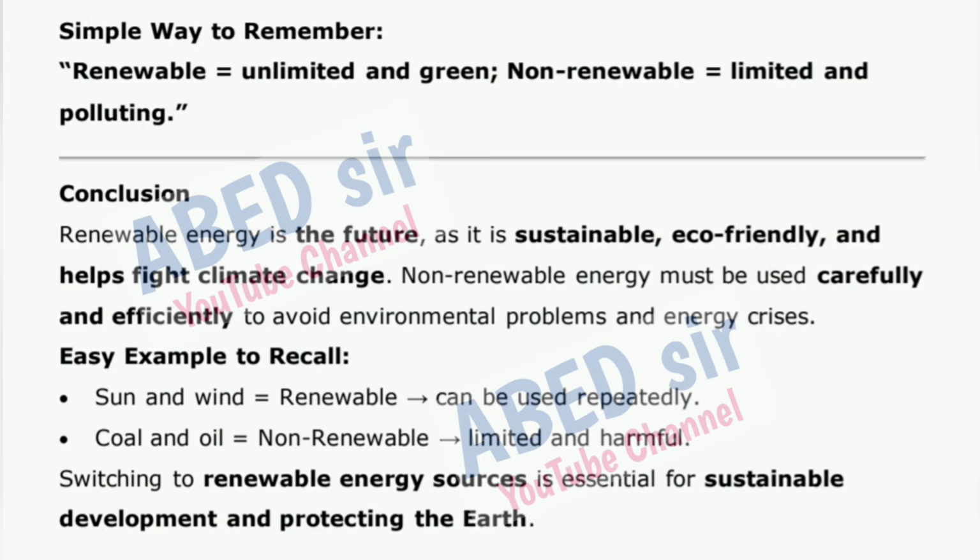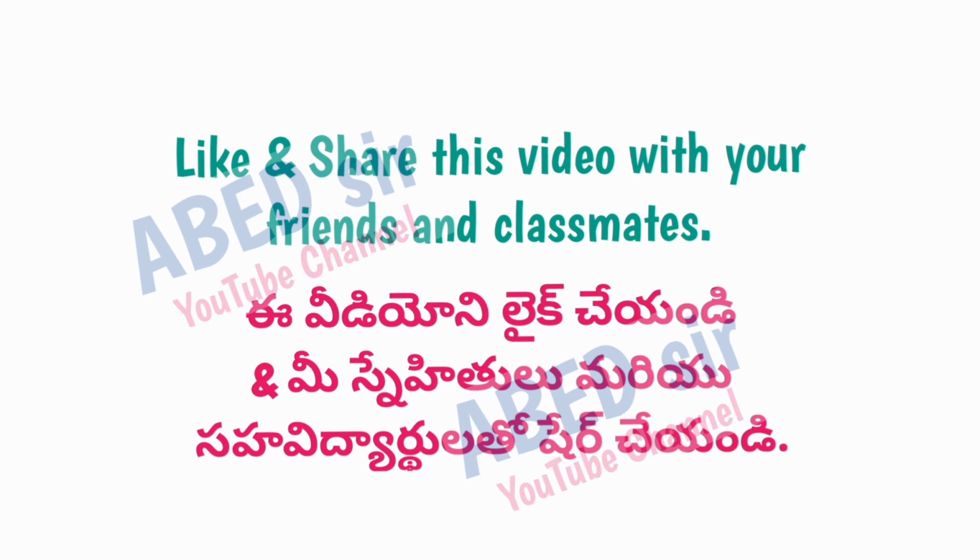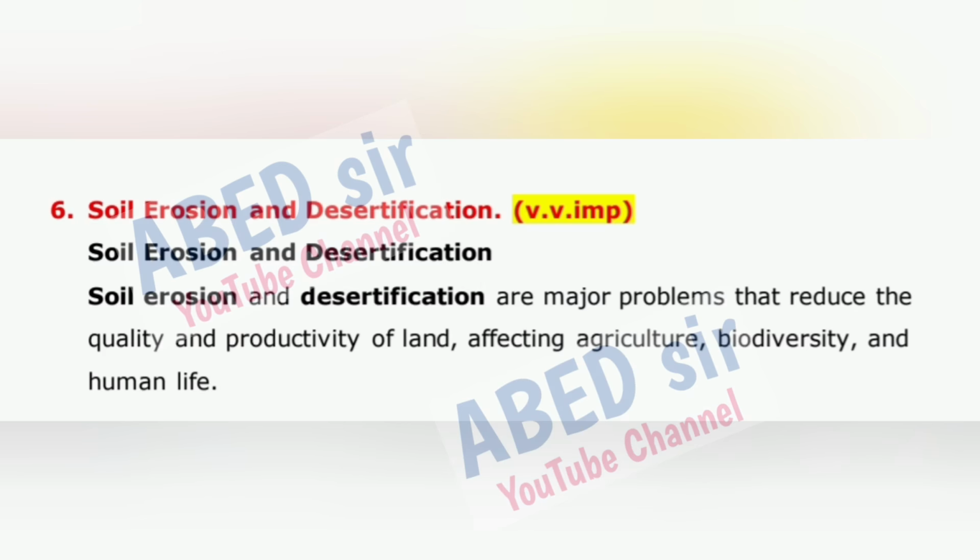Sun and wind is equal to renewable, can be used repeatedly. Coal and oil is equal to non-renewable, limited and harmful. Switching to renewable energy sources is essential for sustainable development and protecting the earth. Next important long question is 6.